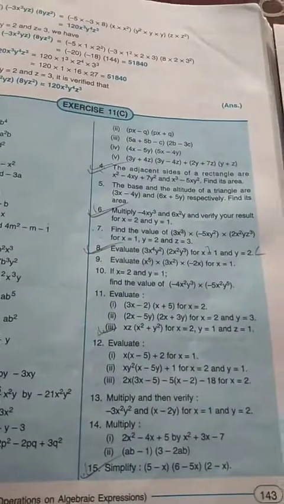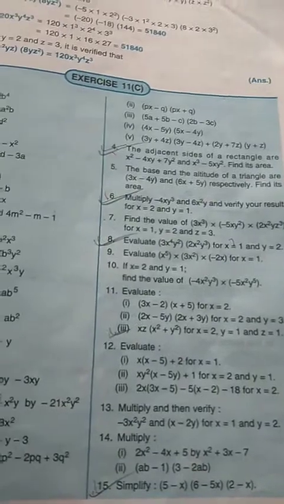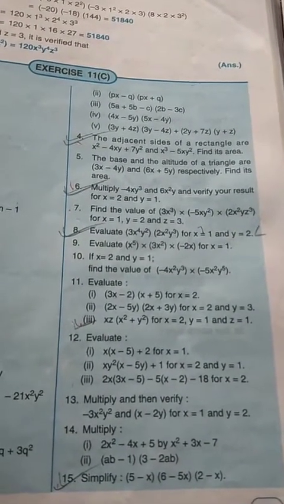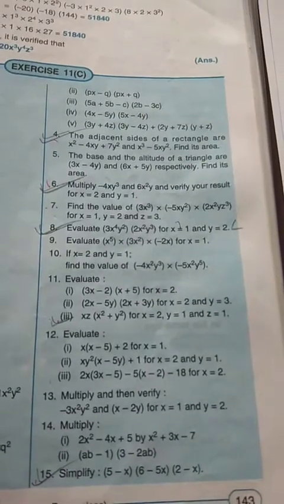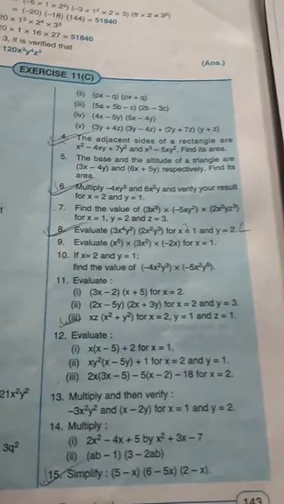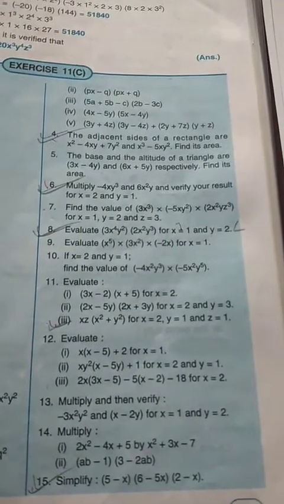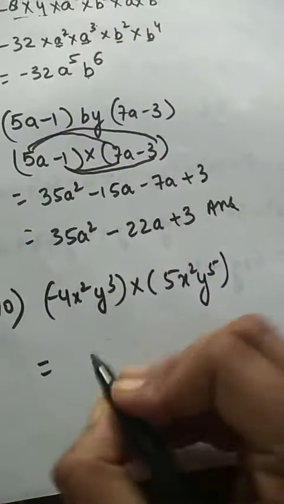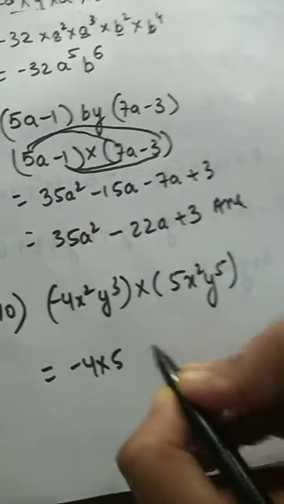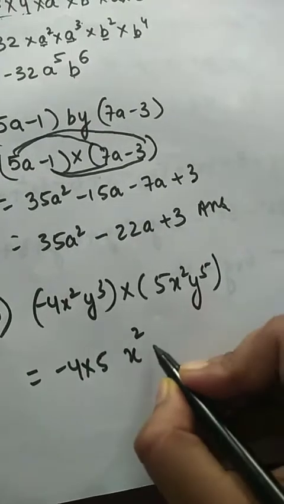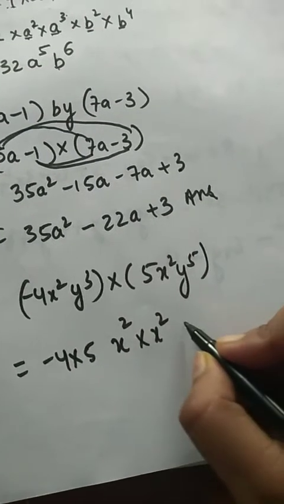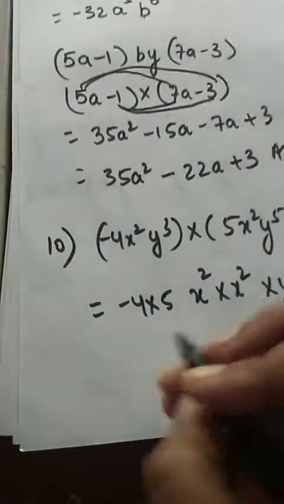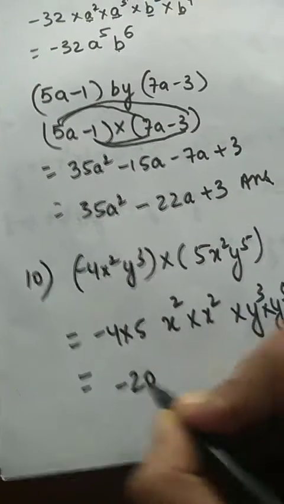A different type of question is given. Question number 10. In question number 10, the expressions are given as 4x square y cube, and another term is given as 5x square y power 5. So we will solve this together first. Constant with constant, and then x square into x square, y cube into y power 5. So here we will get minus 20.